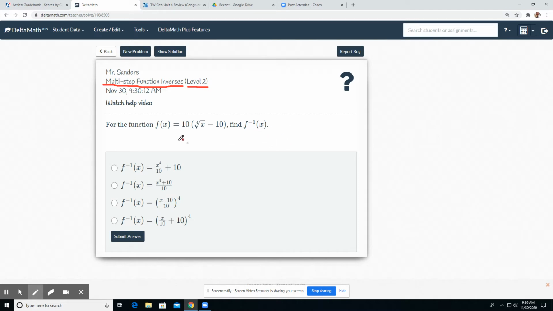We just go ahead and follow the same process and do our best not to make any mistakes as we use our reverse operations to get the x or the y by itself. In this case, it'd be the y by itself. So here's our original problem. F of x is equal to 10 times the fourth root of x minus 10. Okay.